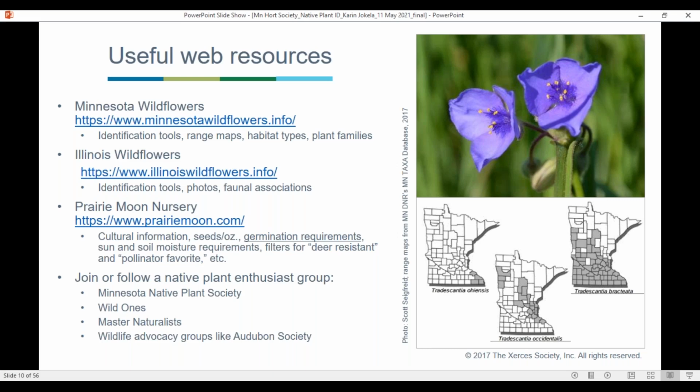And then this is sort of web related, but also learning about groups. A lot of you, I suspect, are Minnesota Horticultural Society members, but you might also consider joining some of these other groups where there's a lot of potential for learning, like the Minnesota Native Plant Society or Wild Ones, a Master Naturalist group, Audubon Society. Even if you don't join as a member, all of these have web interfaces, either through social media or their own online platforms, where there's a lot of potential to learn and to help you identify plants.